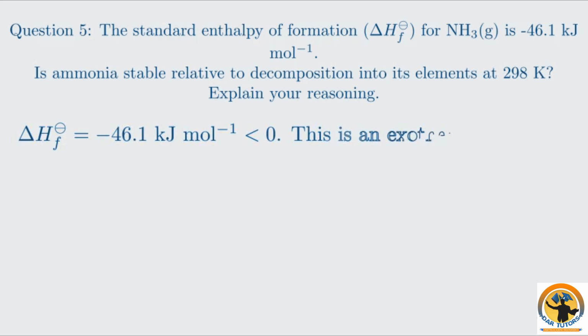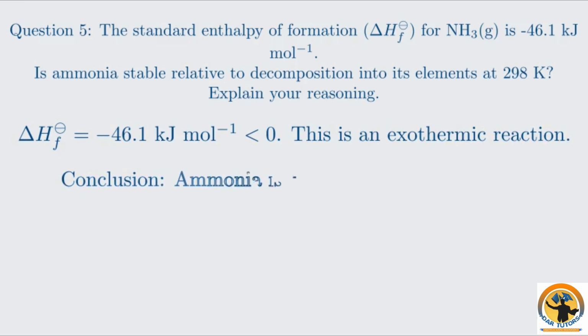This means the products, ammonia molecules, have a lower total enthalpy than the reactants, the separate nitrogen and hydrogen atoms. A substance with a negative enthalpy of formation is considered thermodynamically stable. The negative value of ΔHf indicates that ammonia is energetically more stable than its constituent elements in their standard states. This makes it unfavorable for ammonia to decompose back into nitrogen and hydrogen.